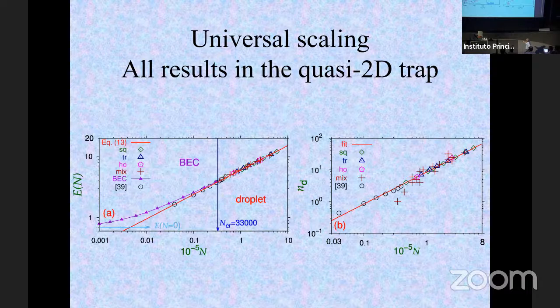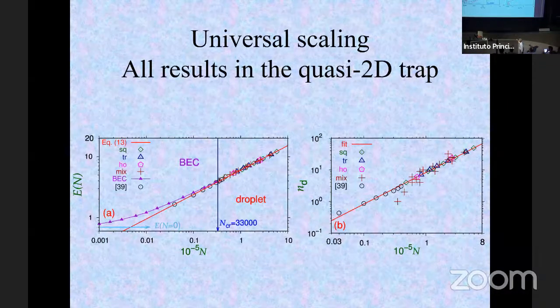There is a straight line fitting here. Green is the square lattice states, then triangular lattice states, honeycomb lattice states, and these are mixed, which are neither this nor that. And this is for that trap, where the droplets are formed around 33,000 atoms. This is the region where there are no droplets, so this is an ordinary BEC that follows that scaling. And these are the energy of the droplets.